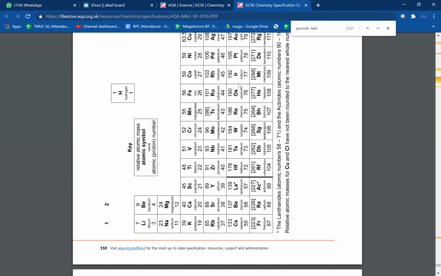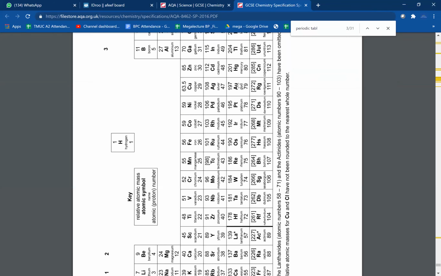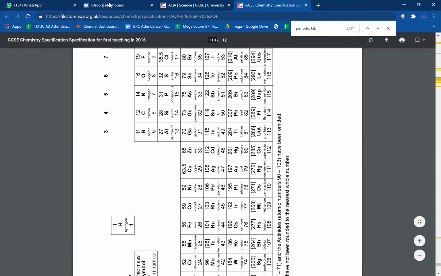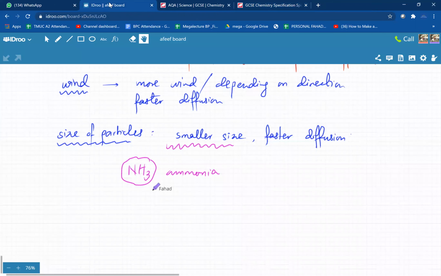So we were talking about NH3. Where is nitrogen and where is hydrogen? Hydrogen is over here, the top one. It has an atomic mass of one, and nitrogen has an atomic mass of 14. But there are how many hydrogens? Three. So it'd be 14 and 3, which is 17. So you can figure out the mass of a lot of substances.